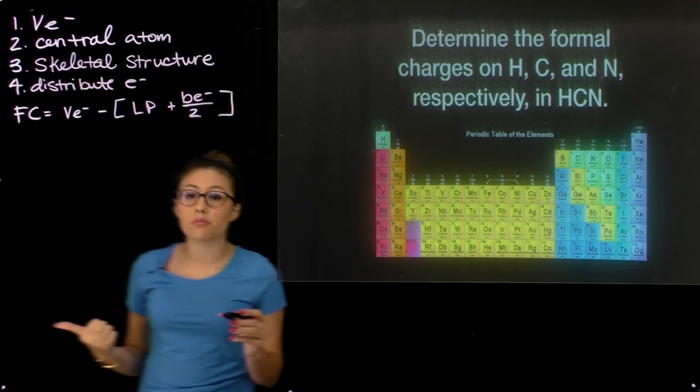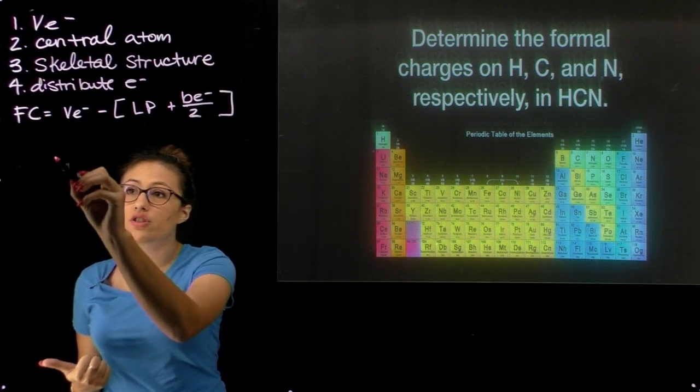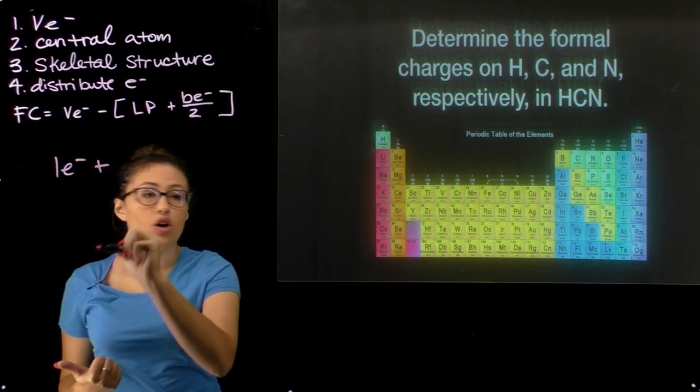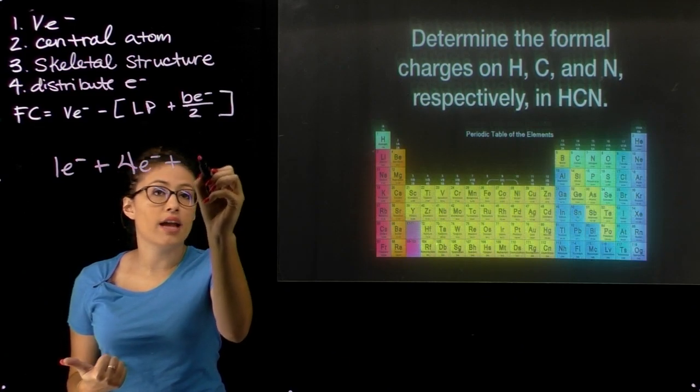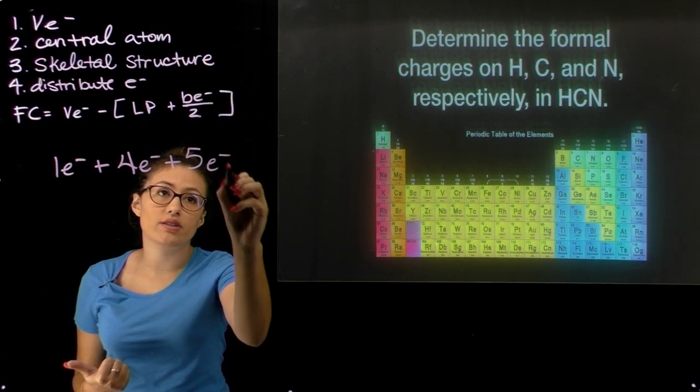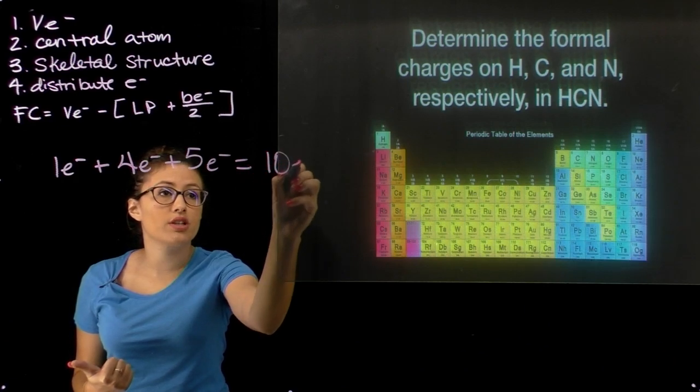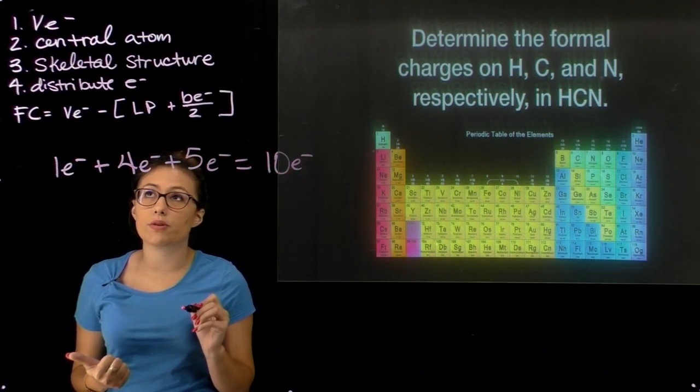First, we have to determine the number of valence electrons. We know hydrogen donates 1 valence electron, carbon donates 4 valence electrons, and nitrogen is going to donate 5 electrons. We add this all up together, and we should get 10 valence electrons that we need to distribute.